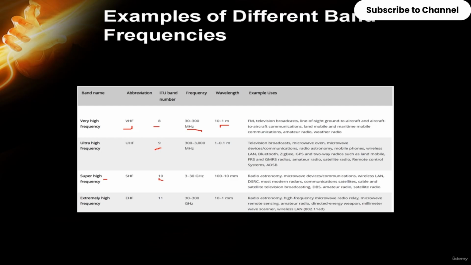Finally, the extremely high frequencies are given the ITU band number 11 with the frequency 30 to 300 gigahertz. It is used in microwave, remote sensing, wireless LAN like that.